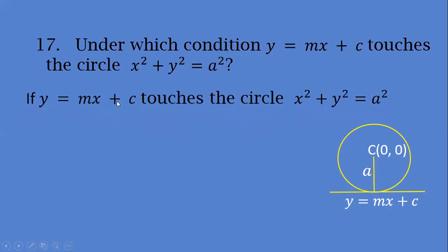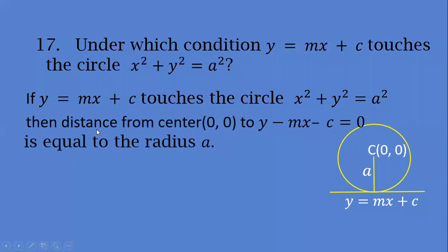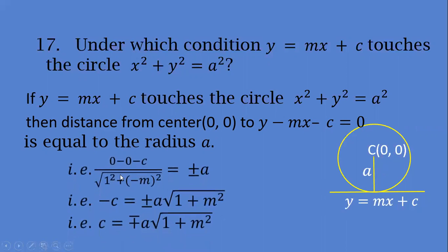So if y is equal to mx plus c touches the circle x square plus y square is equal to a square, the distance from the origin, that is the center, to this straight line will be equal to its radius a. So this is a, and how to find the distance from a point to a straight line, we know, it is shown here. This is the distance from the origin to this straight line. This is the value, and this will be equal to its radius.